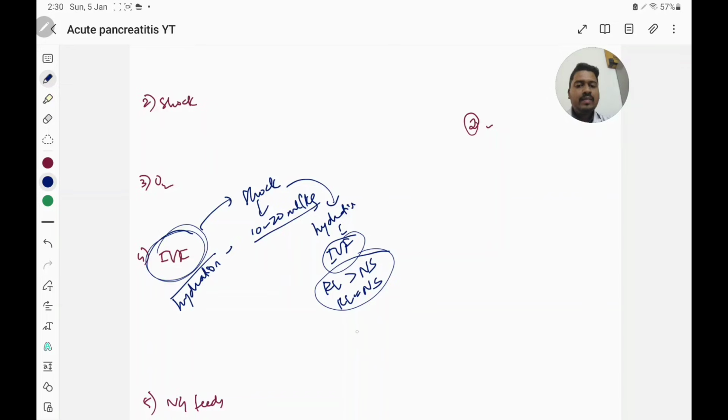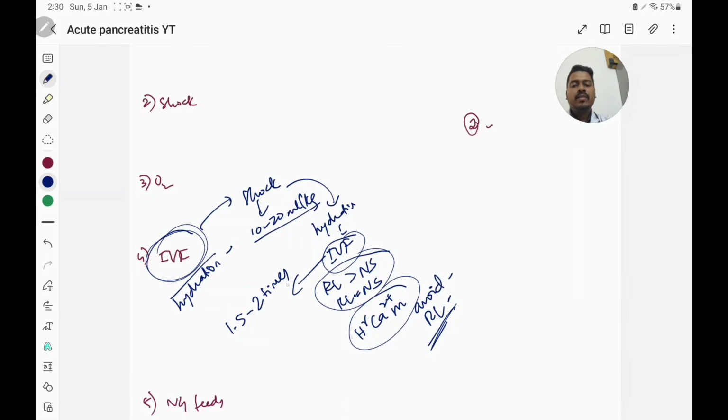But one thing to note is, if the cause of pancreatitis is hypercalcemia, then you will avoid RL because RL has 3 milliequivalents per liter of calcium in it. And how much IV fluid to give? Normal is 1.5 to 2 times maintenance. This is for 24 to 48 hours, because during that time you will be keeping the patient NPO, and there is added fluid requirement also.